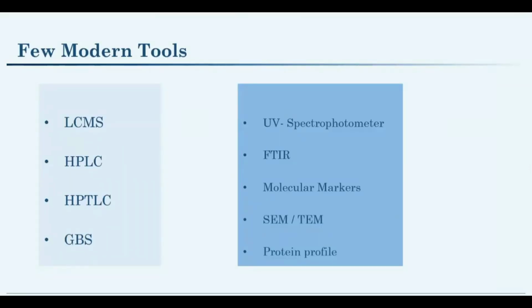These are the few modern tools. I'm not going to explain each and every tool or its importance. You can go for LCMS, HPTLC, GBS. I'll talk about the GBS. Then UV, FTIR, molecular marker, protein profile, etc. But again, I am telling you, when you prepare the blueprint of your research, you have to work on various angles.